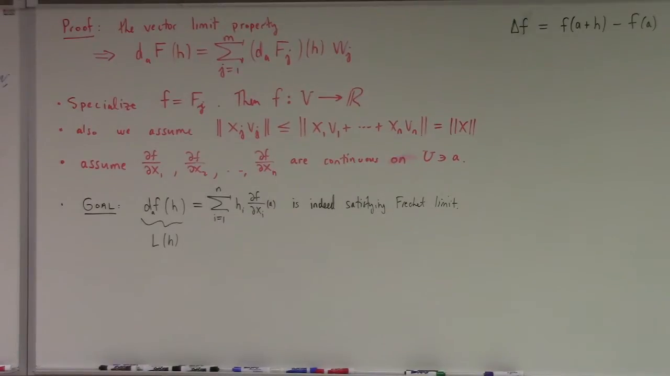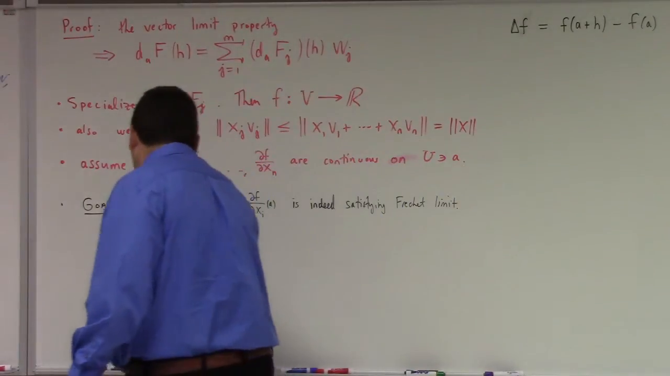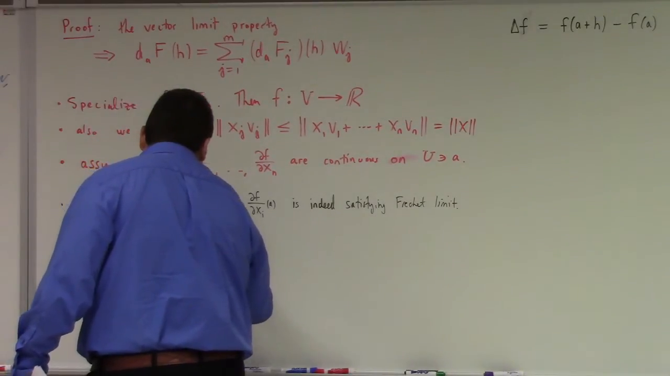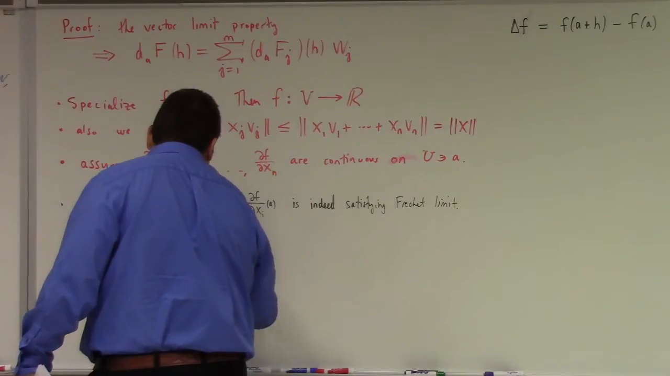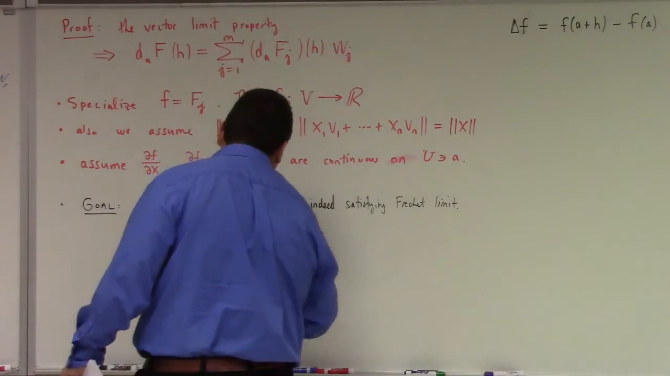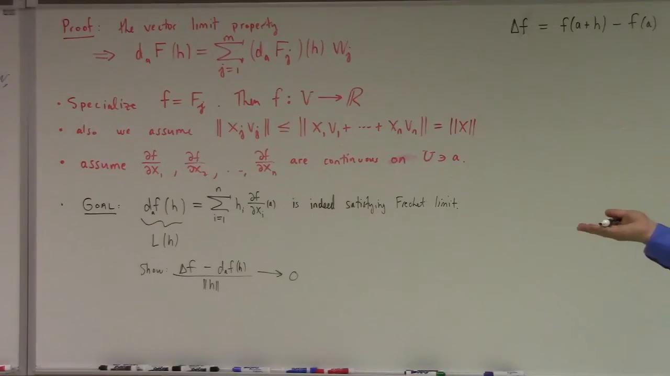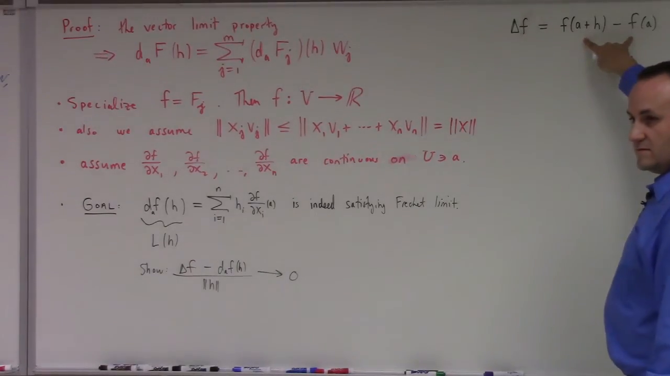Because ultimately what we have to show is that the change in f minus df at A of h, divided by the norm of h, tends to 0. That's what is meant to show the Frechet quotient. The change in f is well approximated by the differential of f at A acting on h, in the sense that as h goes to 0, that quotient goes to 0. So what we've got to do is study this difference.